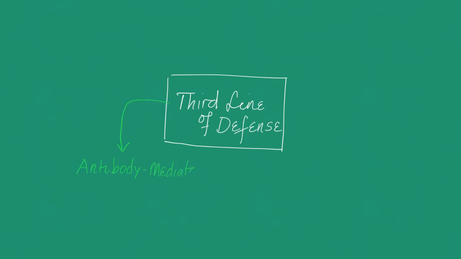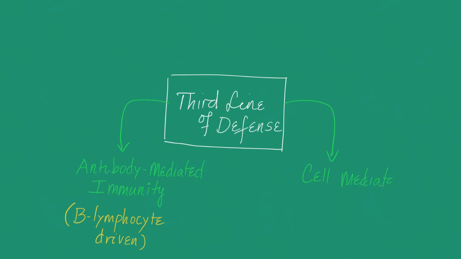antibody-mediated immunity, which is also known as humoral immunity. The antibody-mediated immunity is largely driven by B lymphocytes, and the purpose of this is to make antibodies that will target the pathogen. The next type of third line of defense is cell-mediated immunity. This is largely driven by T lymphocytes. The purpose of cell-mediated immunity is to kill cancer cells and virus-infected cells.